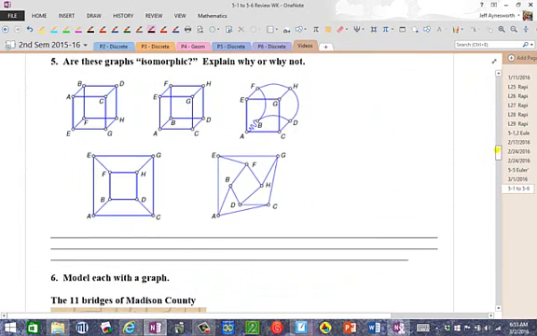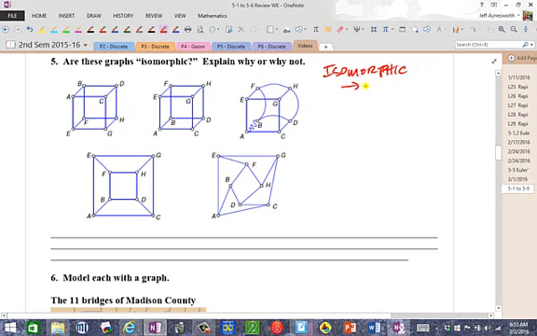Now, on this question here, number 5, are the graphs isomorphic? Explain why or why not. Well, on this one, isomorphic means they have everything the same about them. Okay, they have the same number of vertices and they have the same edge set. So isomorphic, you have to remember the meaning of it here. Basically means that everything about them is the same.